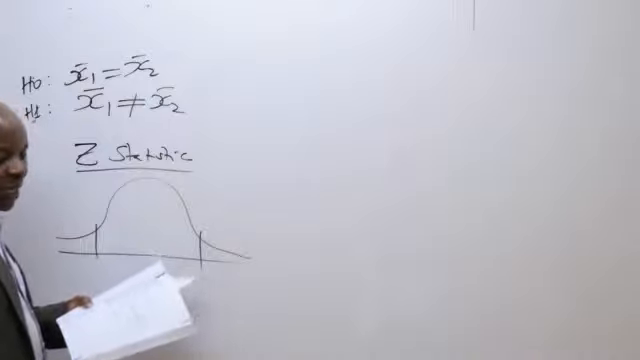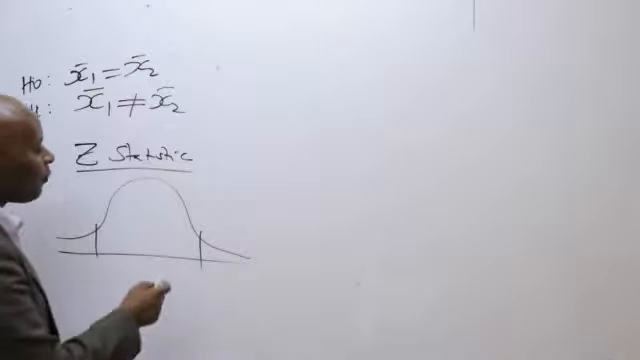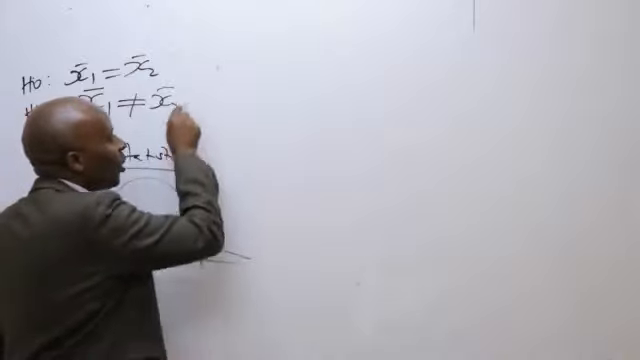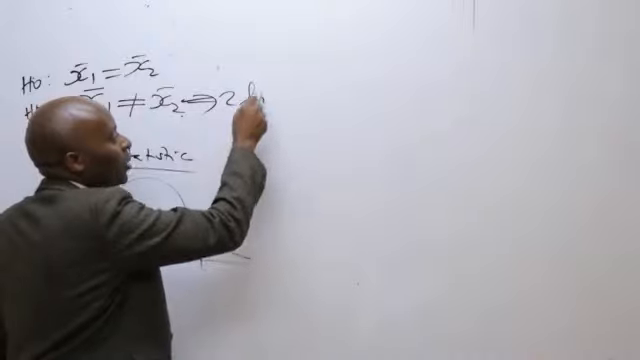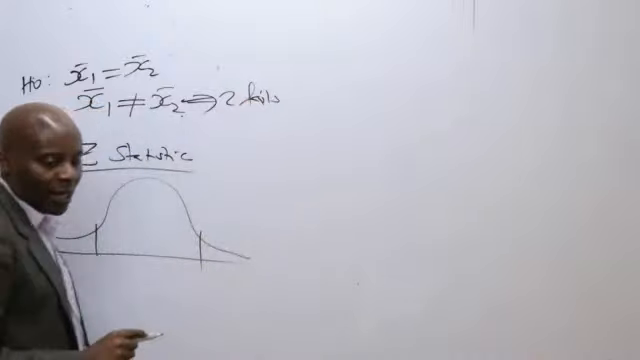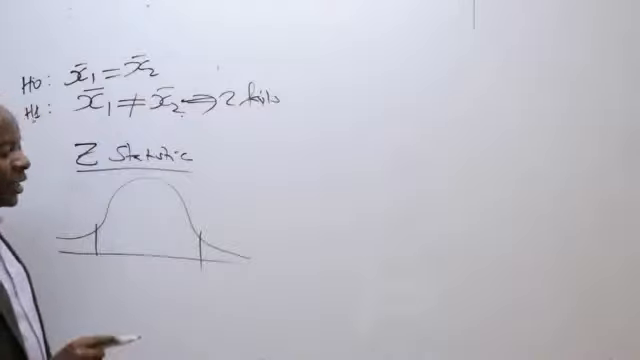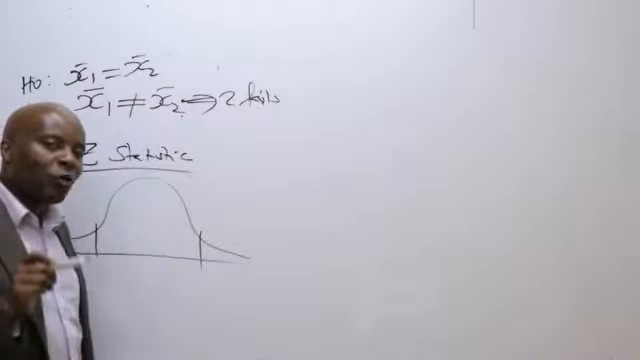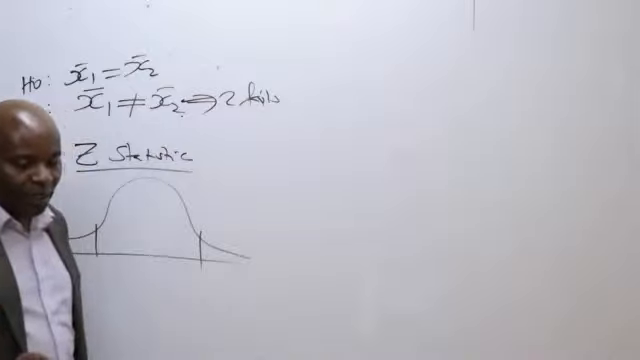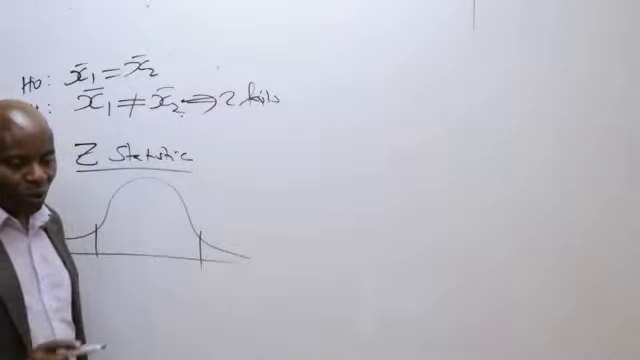The level of significance is 5%. So this 5% has to be divided into 2 because of the two tails there. So what is 5% divided by 2? What is 0.05 divided by 2? Somebody help me there. What do we have there?